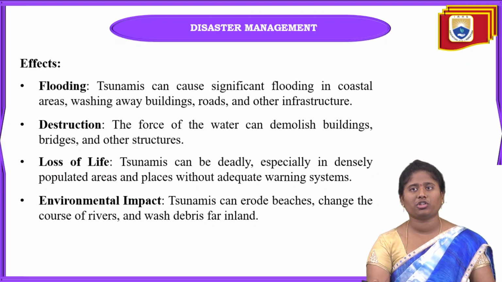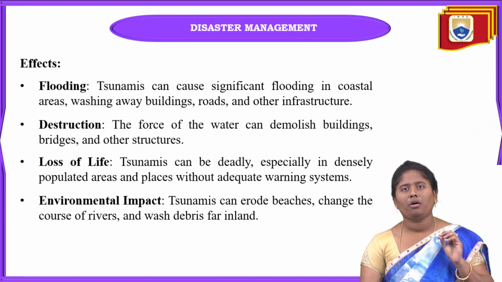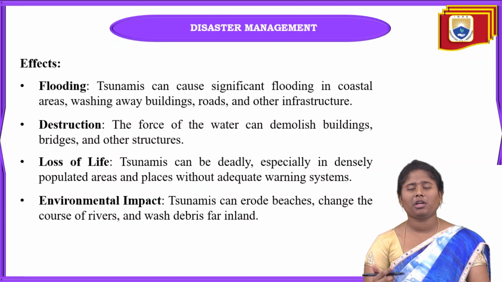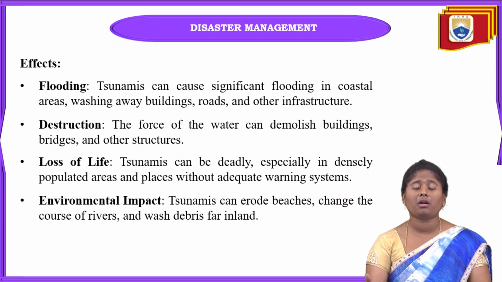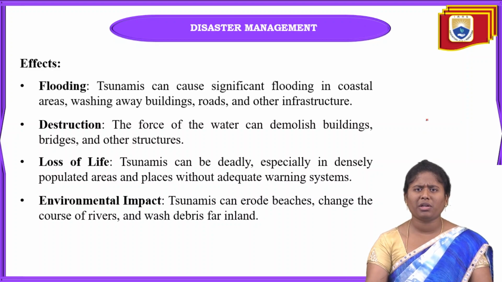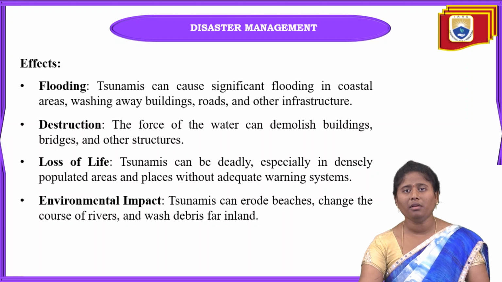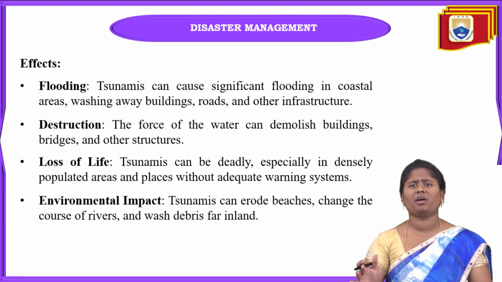And next one is destruction. Because of these tsunamis, when any forceful water comes, it will automatically demolish the buildings or other structures and also bridges. Next one is loss of life. This one is compulsory. Why? Because when any natural disaster occurs, there will be a lot of life and also a lot of property we are going to lose. And next one is environmental impact. After the tsunami has occurred, debris will be formed on the rivers, and there will be so much debris on the rivers.